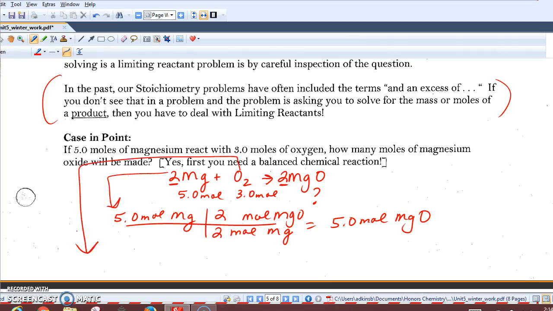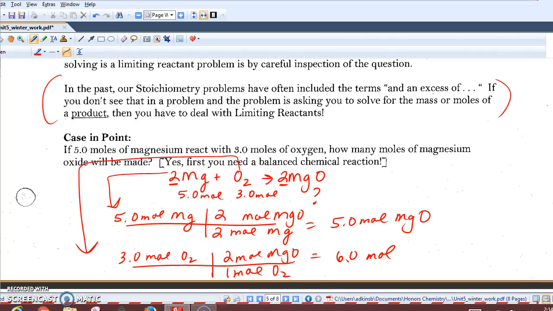Now let's check the O2. The O2 has 3 moles. So now let's pretend that Mg is not a problem, and let's look at the O2. For this mole ratio, it's 1 mole of O2 makes 2 moles of MgO. So if we do 3 times 2, we get 6 moles of MgO. All right, so again, just like with the baskets, magnesium's willing to make 5 moles, oxygen's willing to make 6 moles.